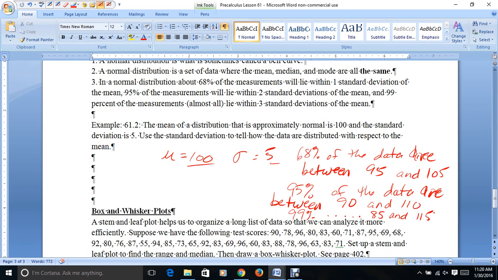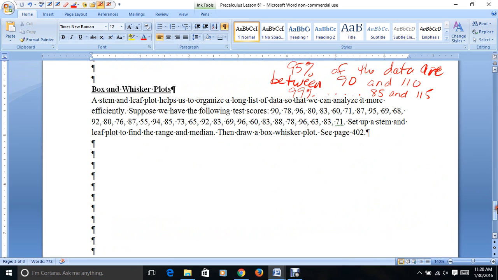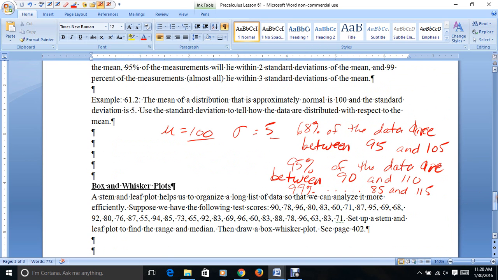Okay, so basically all that you have to know about the normal distribution is what it means. It means that given the mean and the standard deviation, you just need to know the percentages of values that are going to lie between 1, 2, and 3 standard deviations of the mean. And you can use that information to figure out other values.